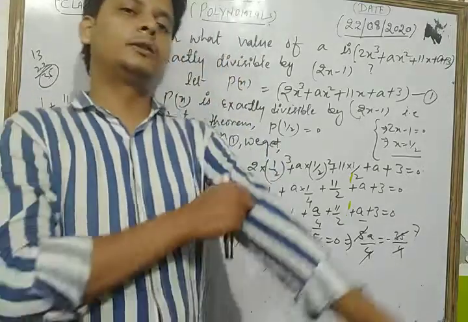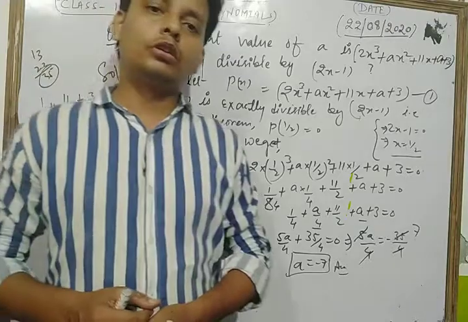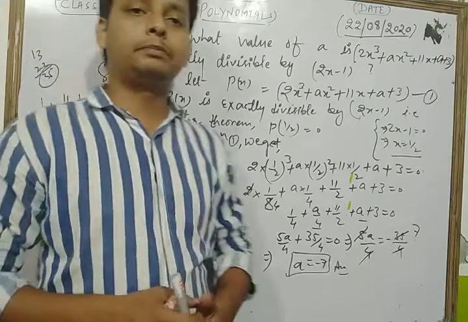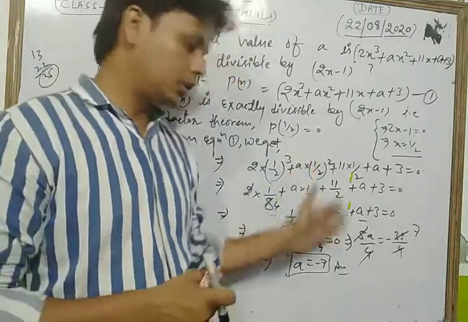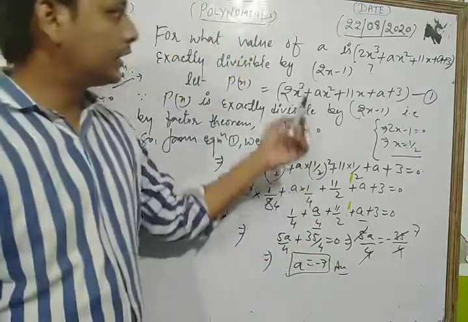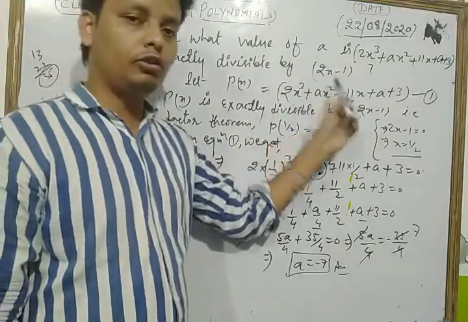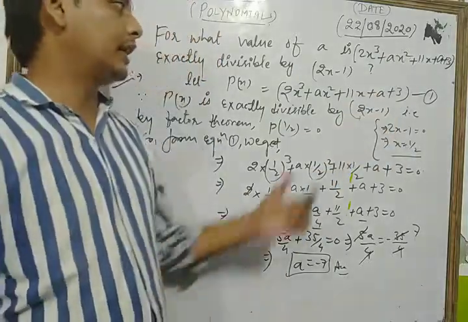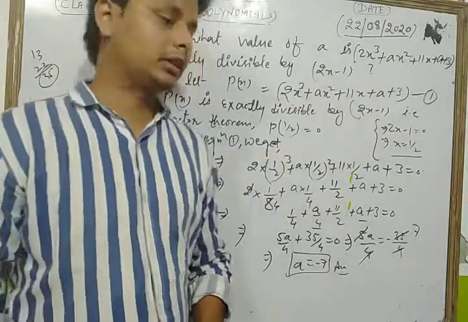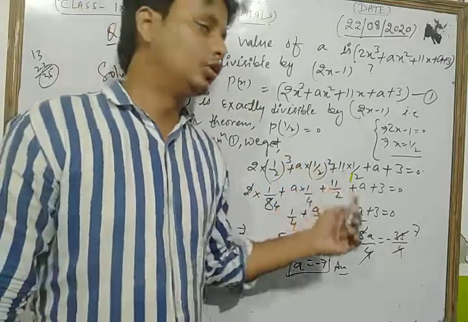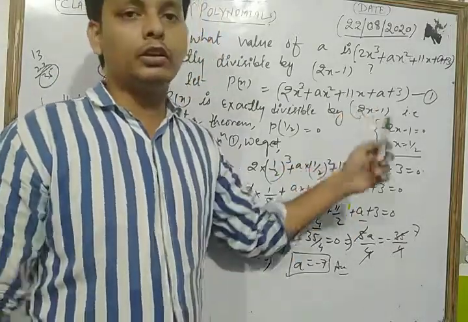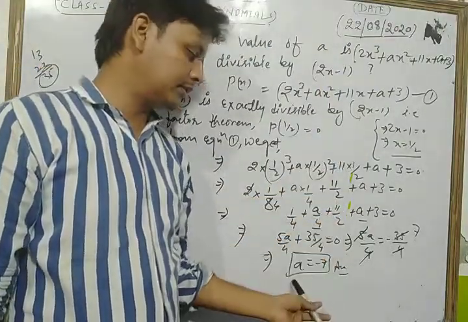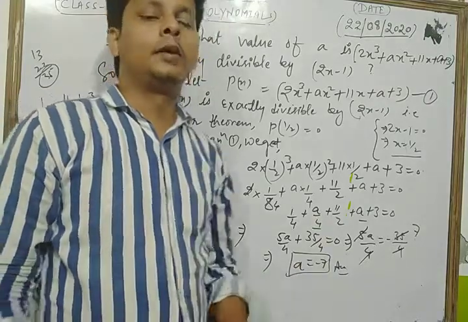Okay, so dear students, you can solve each and every question of the chapter polynomial in this way. Let's see once more. Here the given question is, we find the value of a for which the given polynomial is exactly divisible by 2x minus 1. So first we write the given polynomial, and by the help of factor theorem p of 1 by 2 must be equal to 0. So we apply that condition in equation 1, and after solving the equation, we get our result a is equal to minus 7.